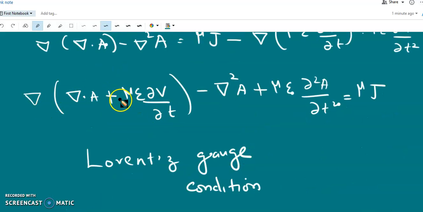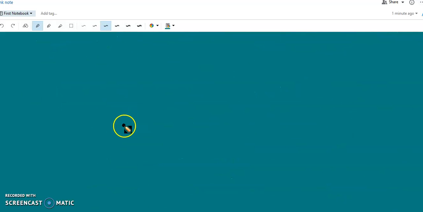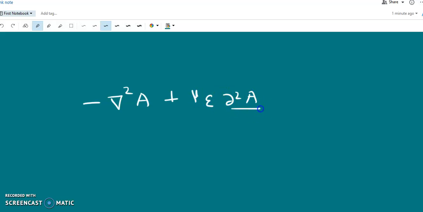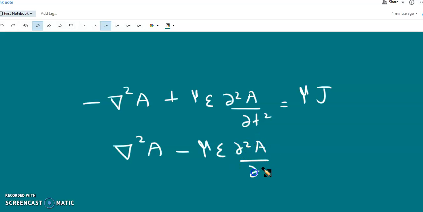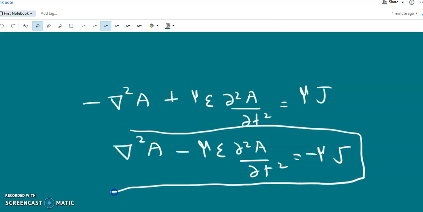So gradient of 0 equal to 0, and we have the equation reduced to minus del square A plus mu epsilon dou square A by dou T square is equal to mu J. So multiplying by negative sign, we have del square A minus mu epsilon dou square A by dou T square is equal to minus mu J. So we got an equation for A only.